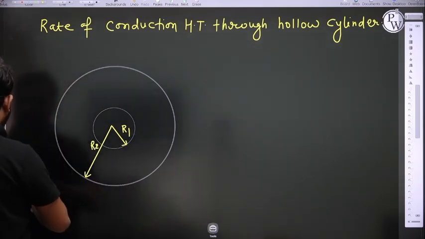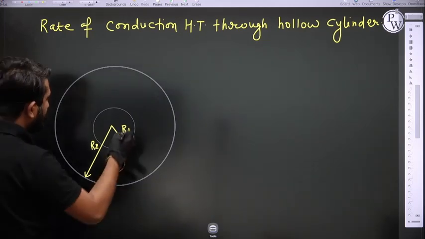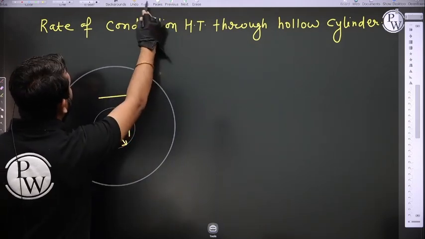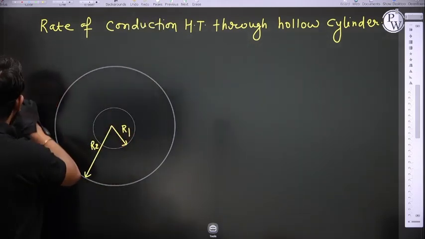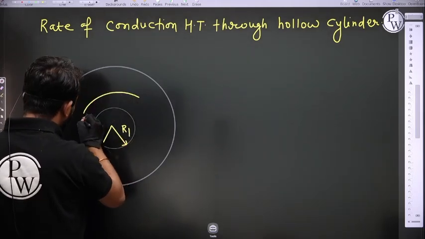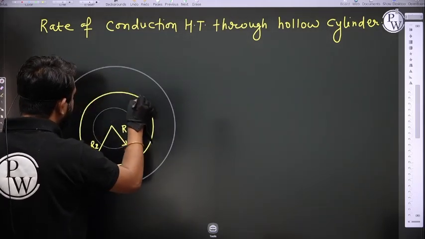Okay. And at any radial distance R, I am considering a very small thickness element at any radial distance R.